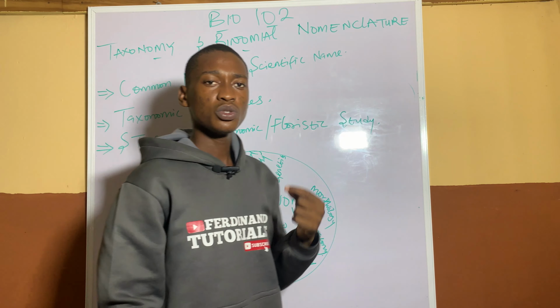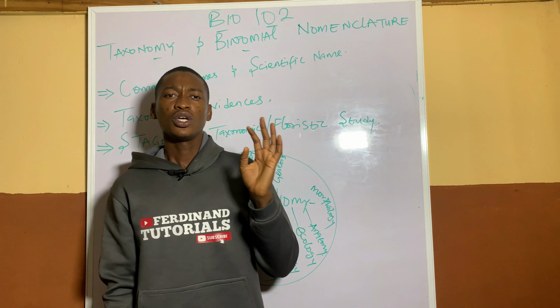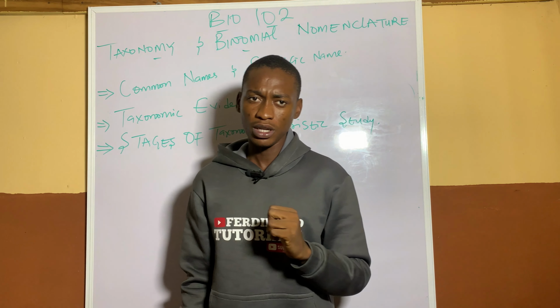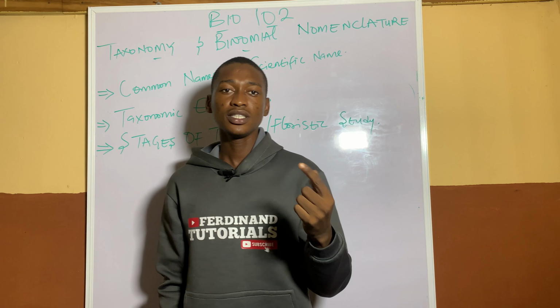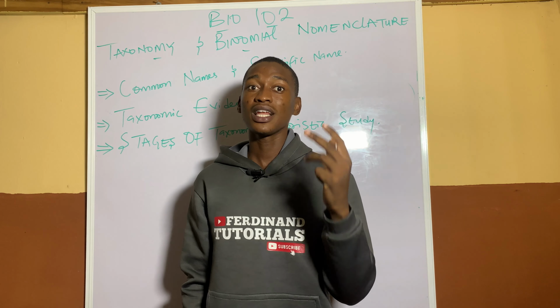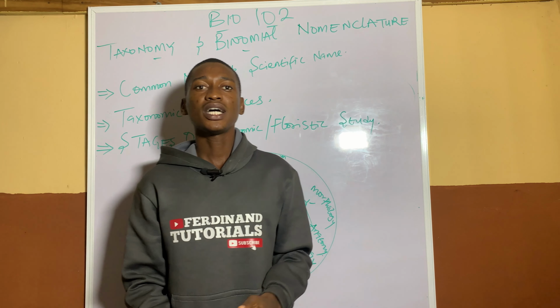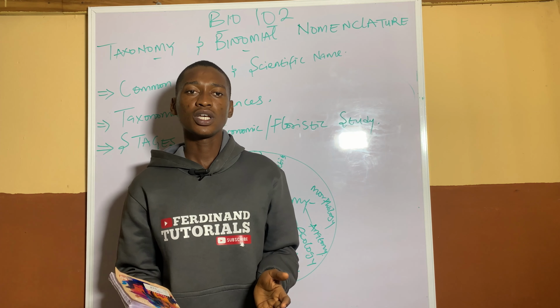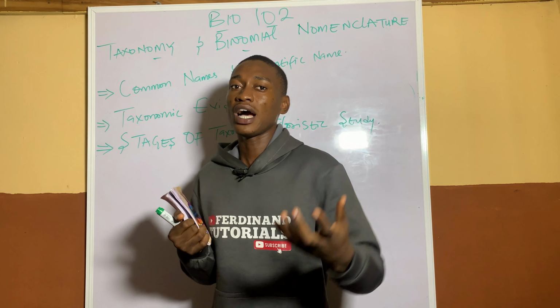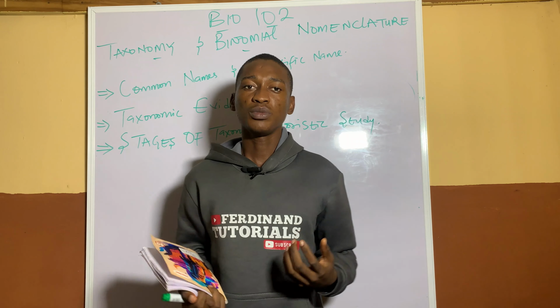Now in our last class, we introduced taxonomy and then we looked at the 4 taxonomic fundamentals, where we looked at identification, characterization, classification, and the last one, which is naming. We say that every aspect of taxonomy depends on these fundamentals. It's these fundamentals that help us to understand what taxonomy is all about.